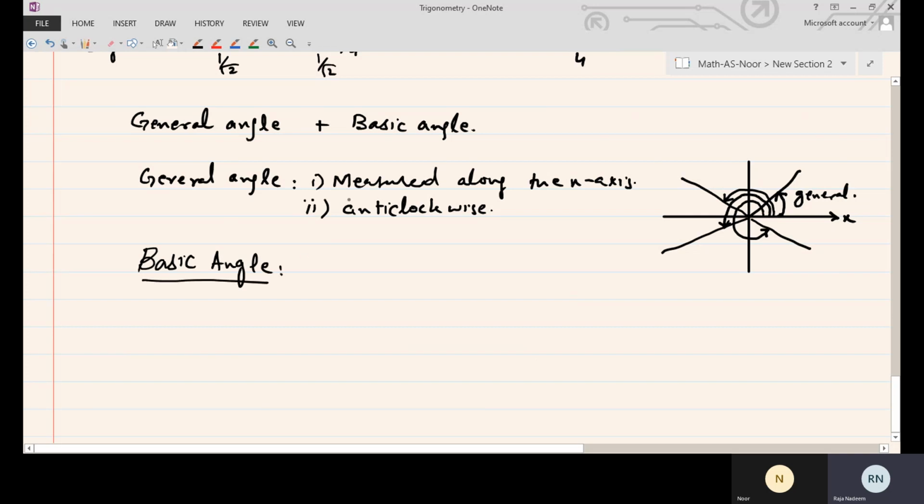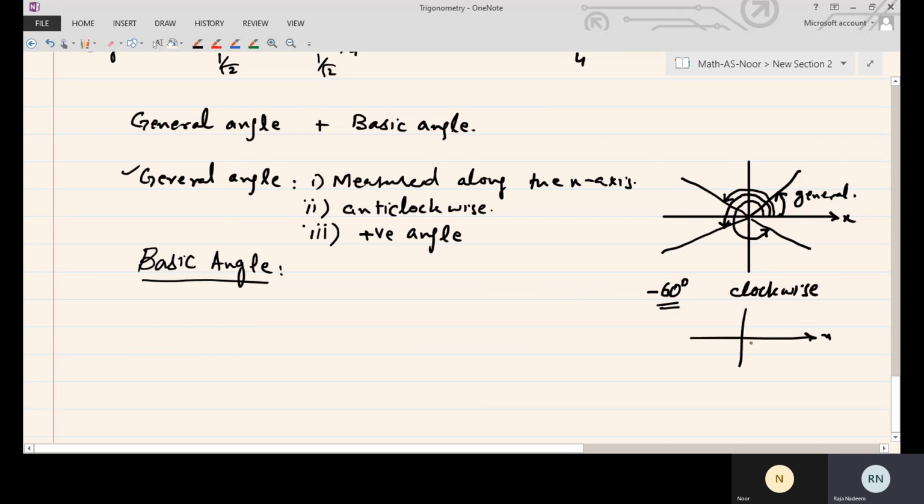If you are moving in anti-clockwise direction, your angle would be a positive angle. Positive angle and negative angle: sometimes you might get the answer in the form of minus 60 degree. You can see that the angle is negative. So in case of minus 60, your direction would be clockwise.